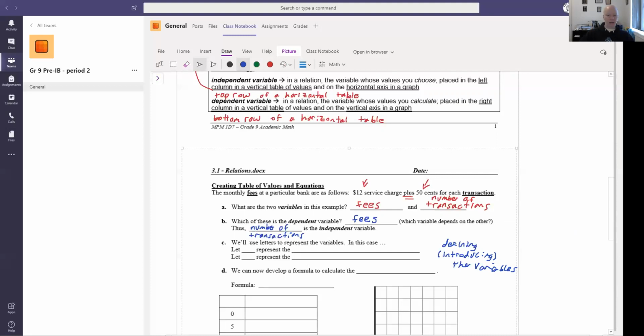We can use X and Y, T and S or whatever. I'm going to use F and N for now. So I'll say, let F represent the total fees. Because again, we're talking about the $12 service charge plus the 50 cents for each transaction. So I'm going to say the total fees.